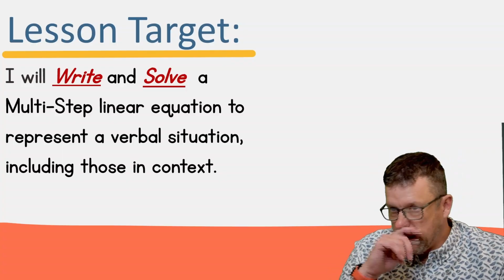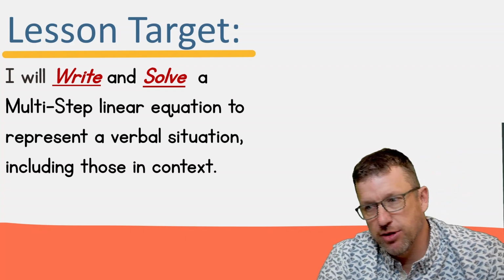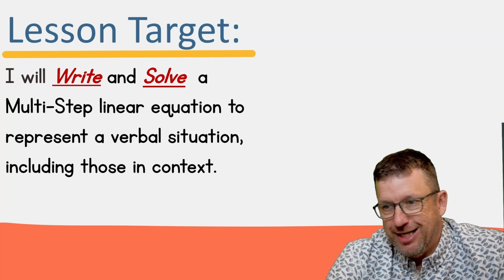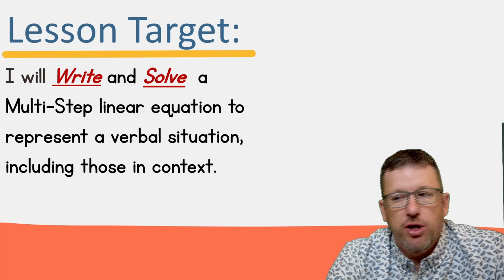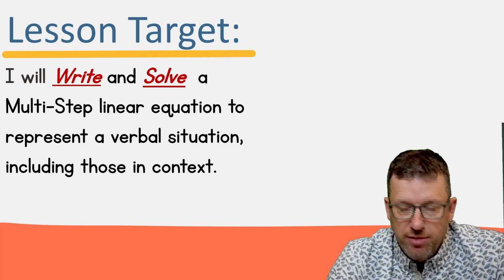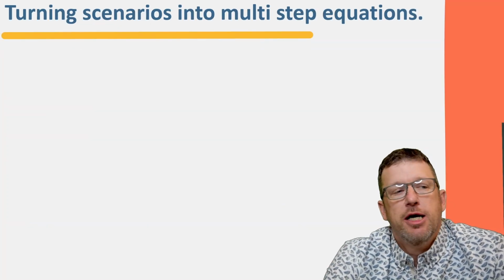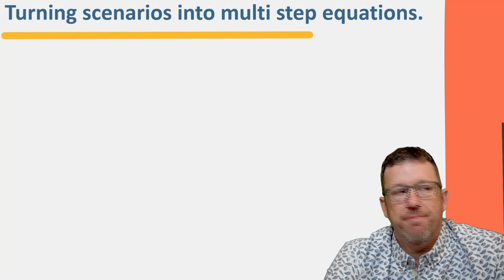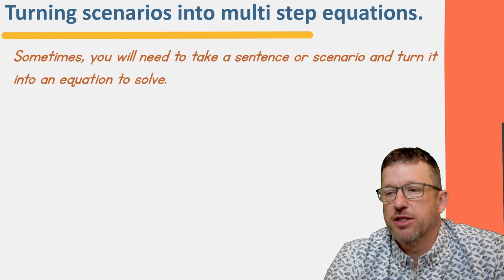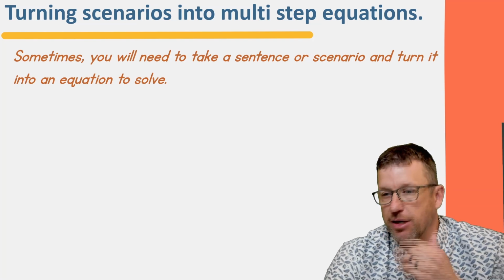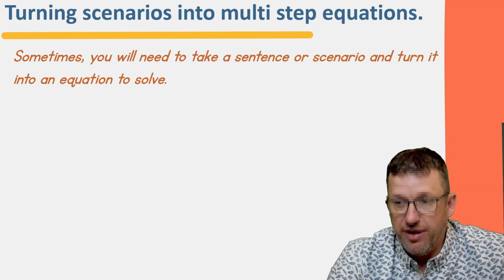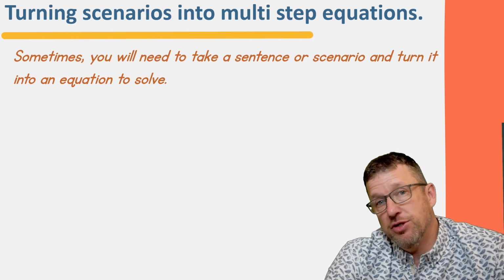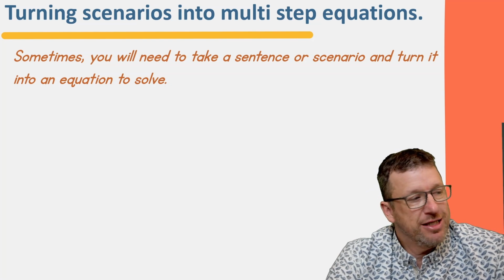Okay, real quick. Like we said, we're going to write and solve multi-step linear equations to represent a verbal situation, including those in context. Okay, this shouldn't be a super long video. We're only going to do one sample problem, but we first got to dive into a couple of the things we need to know to break down what it means to turn scenarios into multi-step equations. So sometimes you're going to see a sentence or a scenario, or in the real world, you're going to find some sort of scenario that you need to figure out. And a lot of times that means we're going to use some algebra. We're going to use multi-step equations.